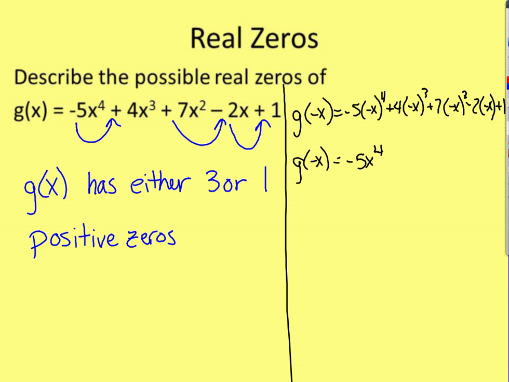And I multiply that by 4, gives me negative 4x to the 3rd. Negative x squared is going to make that positive, so this is a plus 7x squared. Negative x times -2 gives me a positive 2x, and then we still have the +1 at the end. So we go from a negative to a positive here, but that's our only sign change. So g of x has one negative zero.